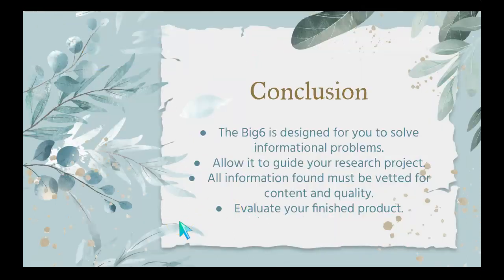So to conclude, the Big 6 is designed for you to solve informational problems. You are going to allow the Big 6 to guide your research project. All of the information that you find has to be vetted for content and quality, which is credibility. And then finally, you're going to evaluate your finished product and your process.